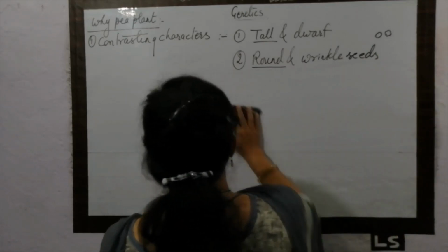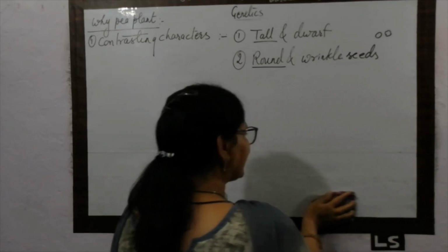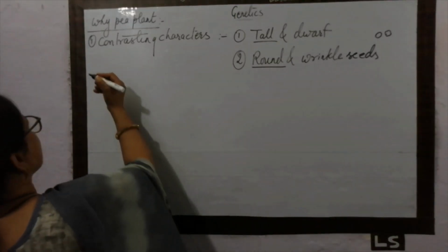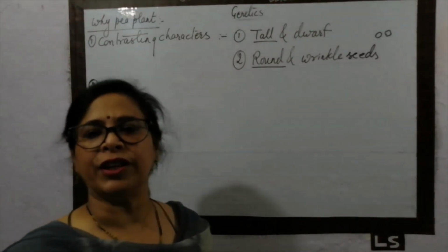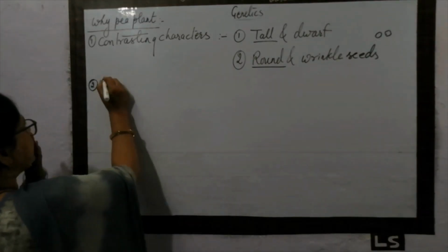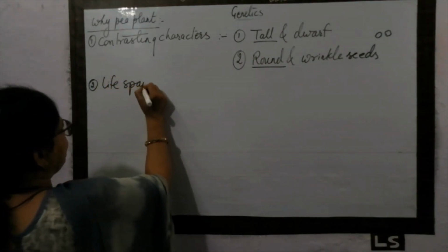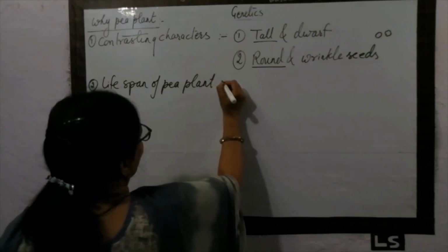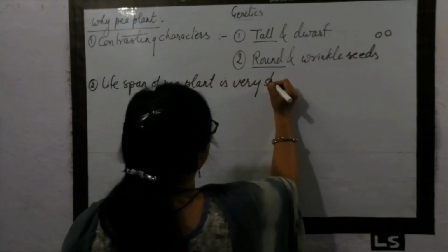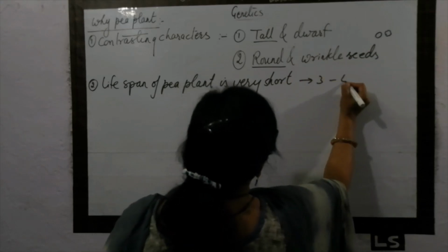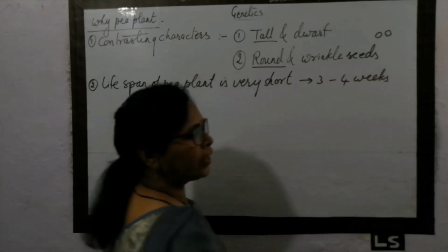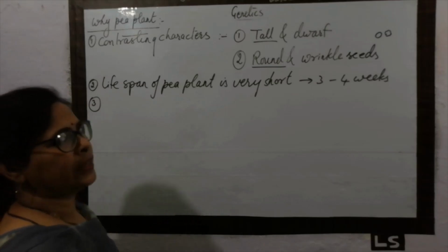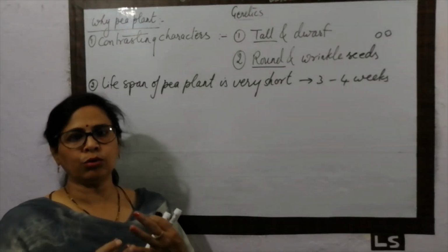The question is again, first, because he chose 7 contrasting characters, he selected the pea plant for his research. The second, why the pea plant? Because the life span of the pea plant is very short, only 3 to 4 weeks. So whatever the changes, we can recognize and easily study them within these 3 to 4 weeks.